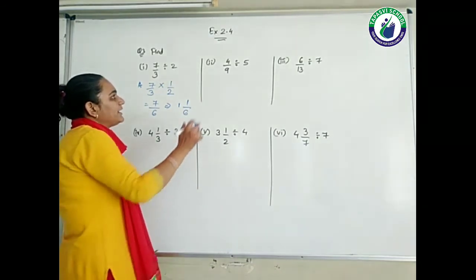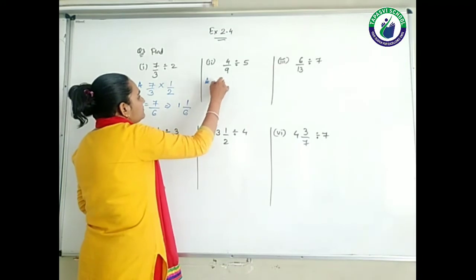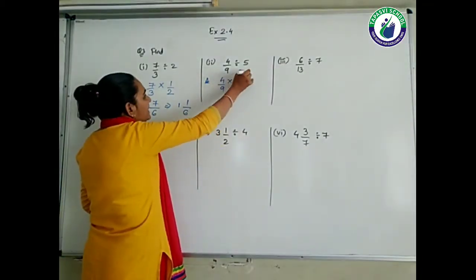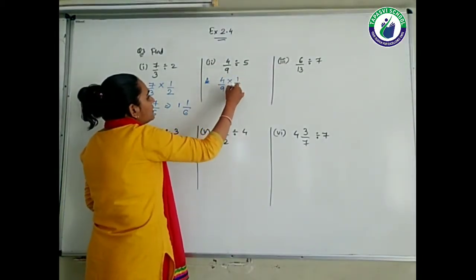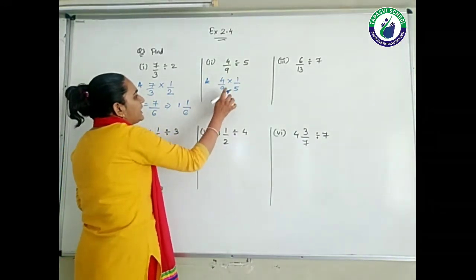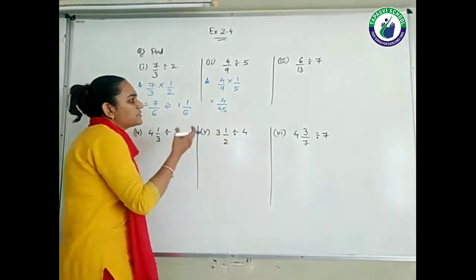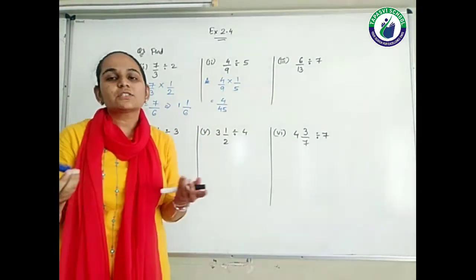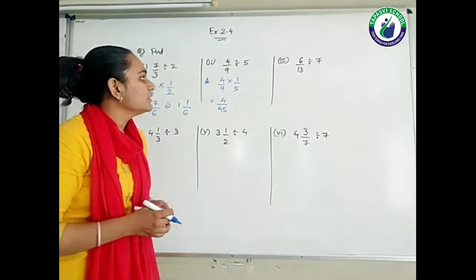Next one is 4 by 9 divided by 5. So division sign convert into multiplication, then we'll do the reciprocal of it. 4 ones are 4 and 9 fives are 45. Now this is a proper fraction, so there is no need to convert it into another one.